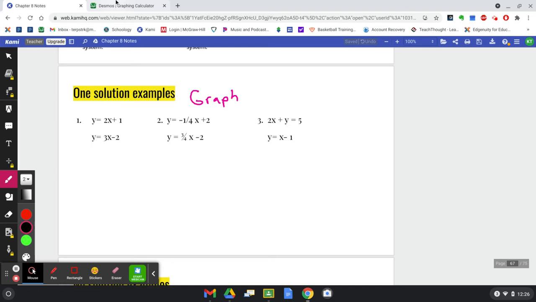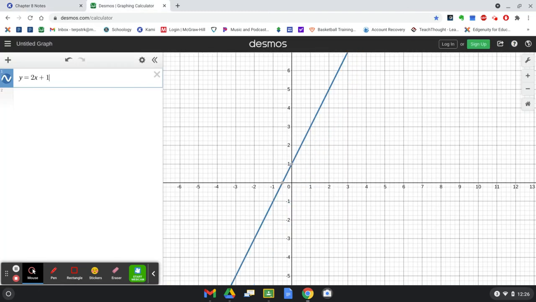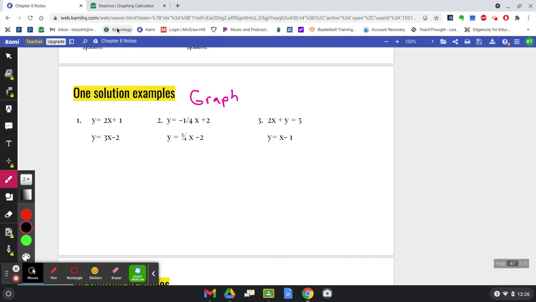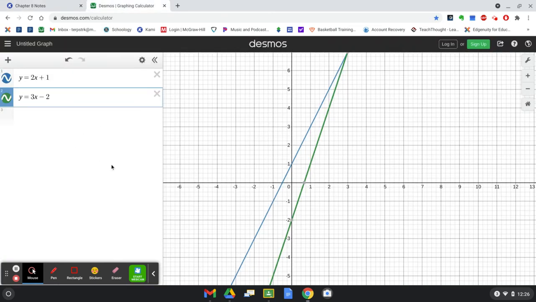Is that right? 2x plus 1, excuse me. 2x plus 1. And y equals 3x minus 2. Let me just double check. Yep, 3x minus 2. So I just typed those equations in exactly like I saw, right?